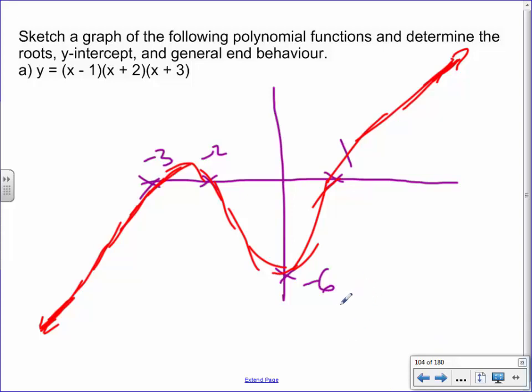Okay, so let's not write them down. Let's just talk through them. What are the roots? -3, -2, and 1. What's the y-intercept? -6. And then general end behavior. If this ever comes up, you guys know your quadrants, right? This is quadrant 1, and this is quadrant 3, yeah.